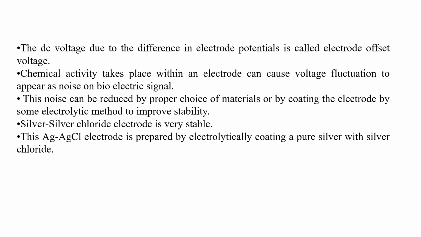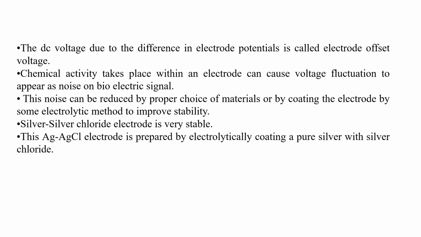So here we are going to experience the voltage called electrode offset voltage, that is the DC voltage due to the difference in the electrode potentials. So we can call that potential an electrode offset voltage. Even if the two electrodes are of the same material, this can produce a small electrode offset voltage. The next point is the term called voltage fluctuation, which can appear as noise on the bioelectric signal that is going to be recorded.